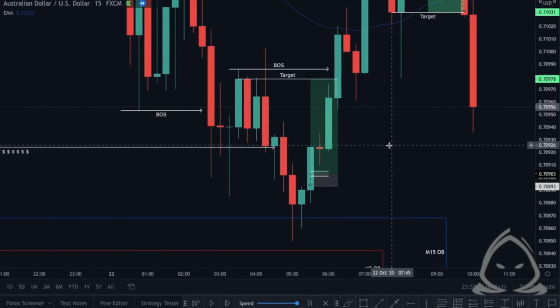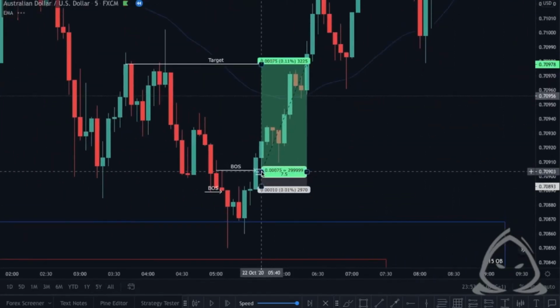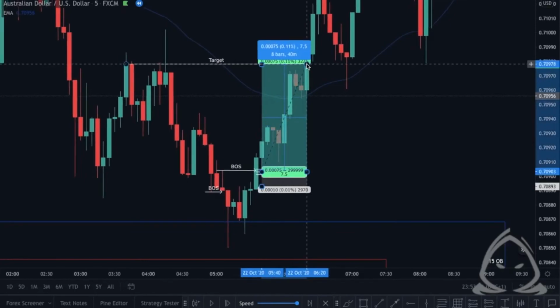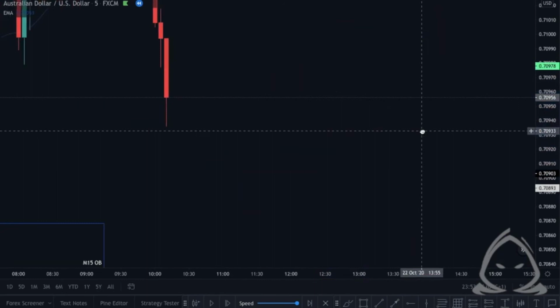And like I said, my way of trading is somewhat of a scalping way, where the trade duration is very small. This particular position, if I just scale down to the 5 minute, I can actually show you how long this position took to hit my target. It took 40 minutes for a 1 to 7.5. So the trade duration is very limited.